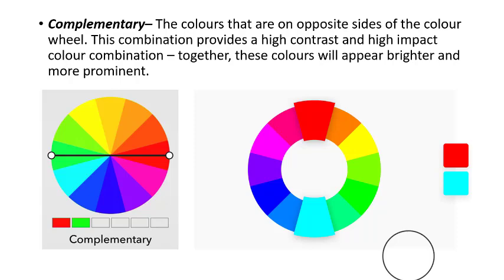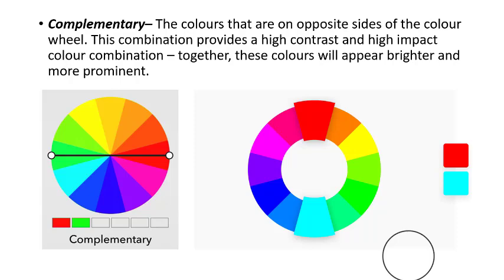Now let's move on to the third, which is complementary. The colors that are on opposite sides of the color wheel. This combination provides a high contrast and high impact color combination. Together, these colors will appear brighter and more prominent. And this, unlike shades or monochromatic, they create a strong contrast. And they are colors on opposite sides of the color wheel.